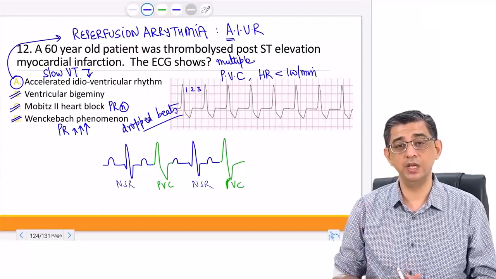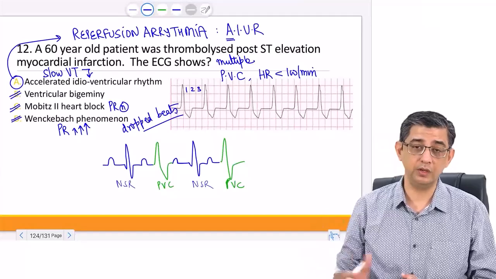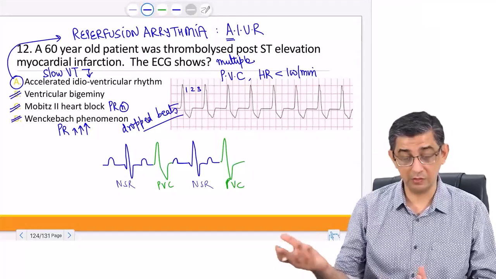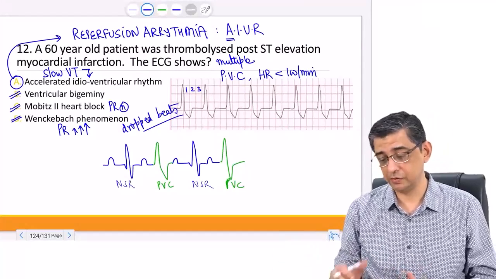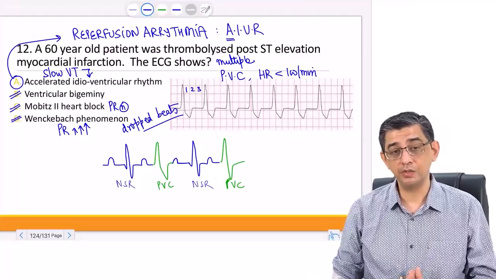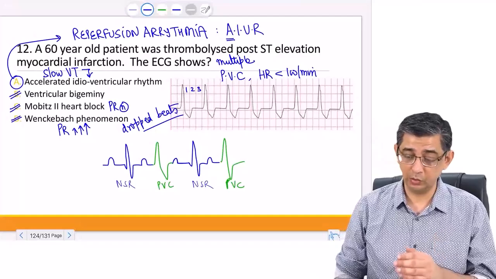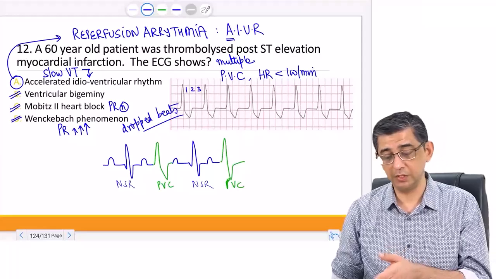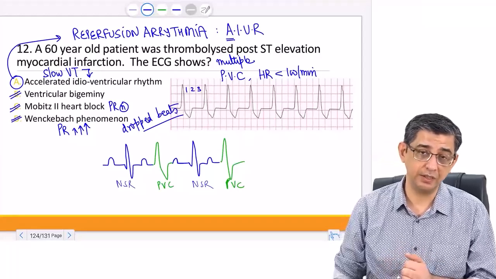Had the heart rate of the patient in this ECG been more than 100, your diagnosis would have been VT. Monomorphic if the size of all of these was equal. If this size was also varying, then you would have called it a polymorphic ventricular tachycardia. So in this question, I've taught you three aspects related to PVC sequences. One can be ventricular bigeminy, another can be slow VT, another can be ventricular tachycardia.